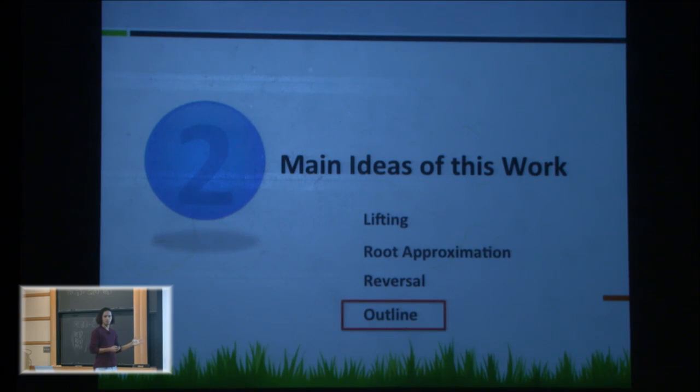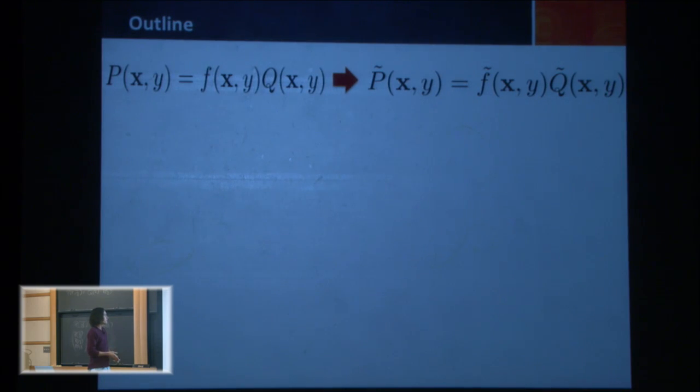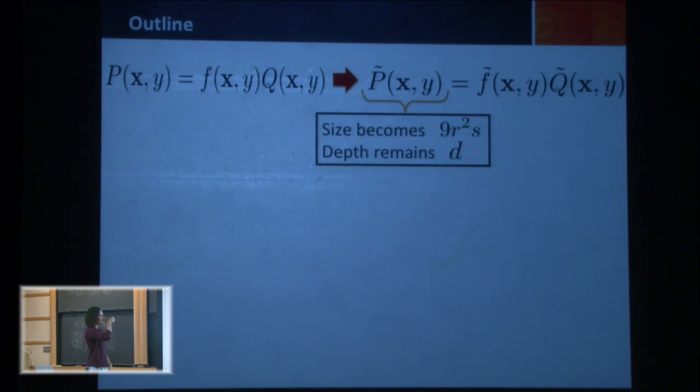Now let's see how all these three ingredients come together. If I have my input P and I want to find the irreducible factor F, the first thing that I do is I compute the reversal of P, and I just observe that the reversal of P, that I'll call P tilde, is equal to F tilde, which is the reversal of F, times the reversal of Q. That's simple to see. And now the size of P tilde becomes 9r squared times S, which is okay, because R is a constant. And the depth remains D. And I'm assuming here that the top gate of P is an addition gate, which I can assume just for simplicity.